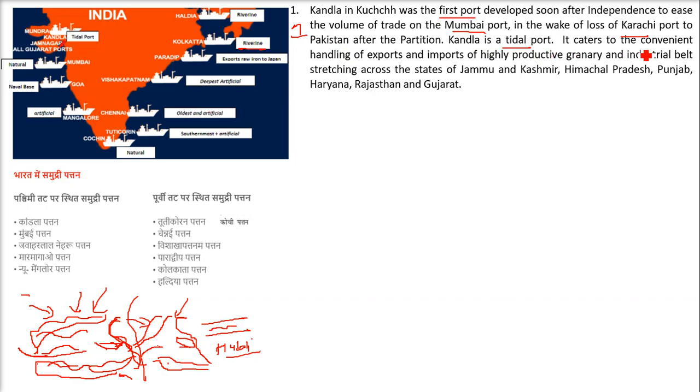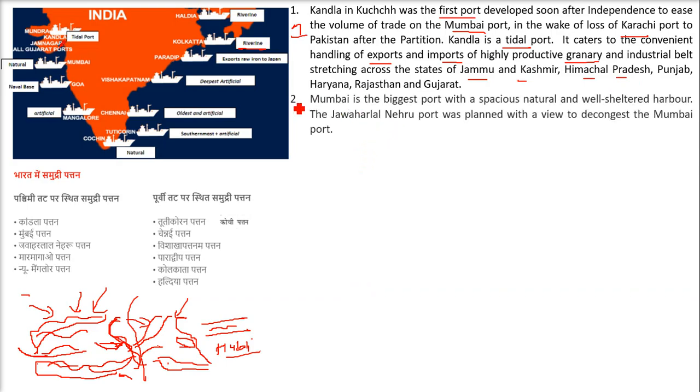Kandla is a tidal port. It caters to convenient handling of exports and imports of the highly productive granary, khadyan, and industrial belts stretching across the states of Jammu Kashmir, Himachal Pradesh, Punjab, Haryana, Rajasthan, and Gujarat.